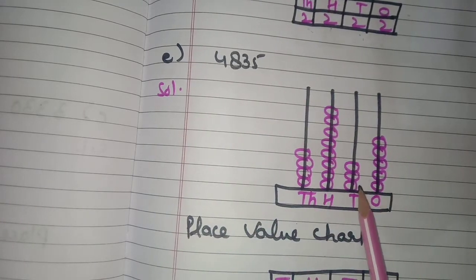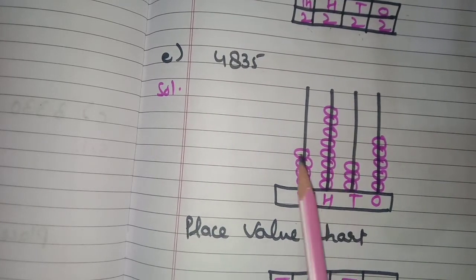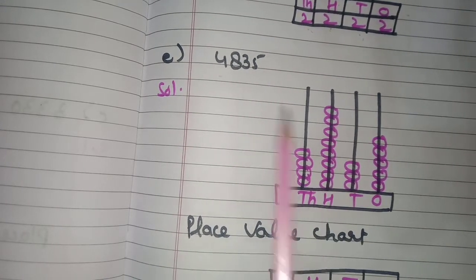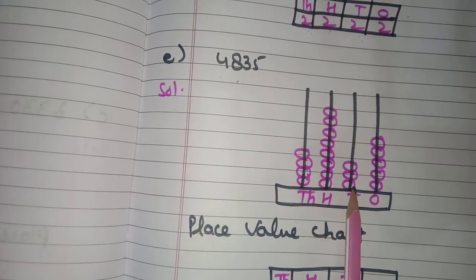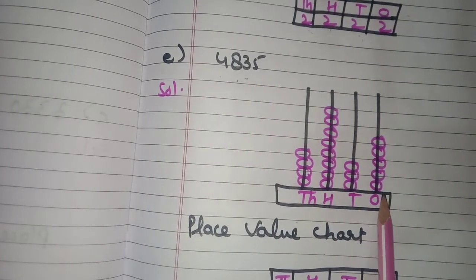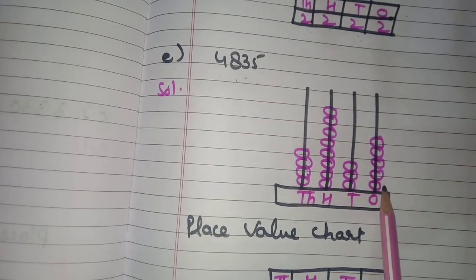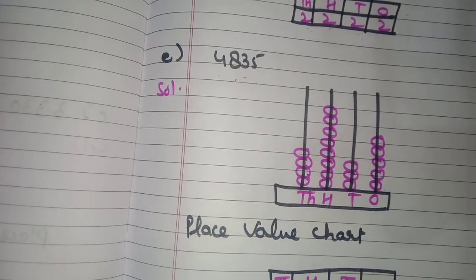Now the next part, part E, 4835. So you have to draw 4 spikes again up to thousands place. On the first spike we have to make 4 beads. On the second spike we have to draw 8 beads. On third we have to make 3 beads, and on last we have to draw 5 beads. So we have shown this number on the abacus. Now we will make a place value chart for it.